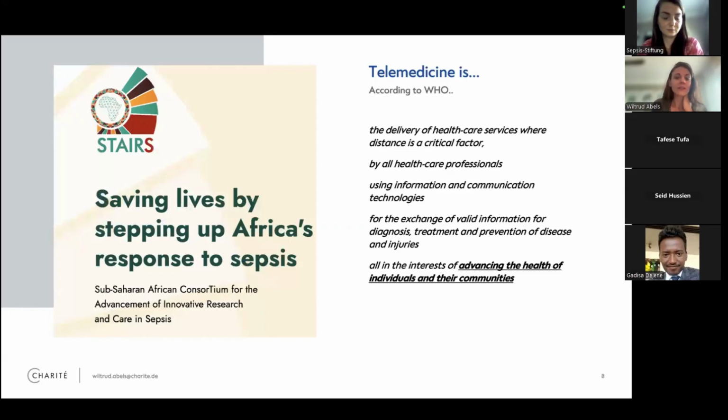Telemedicine is then, and this is the last part of the definition, always conducted in the interest of advancing the health of individuals and their communities. And I think this is last but not the least part of this sentence. We always need to keep in mind that we are doing telemedicine not for the purpose of having a cool new gadget, but to advance the health of our patients and to make sure that the quality of treatment, the quality of care is improved by using telemedicine.